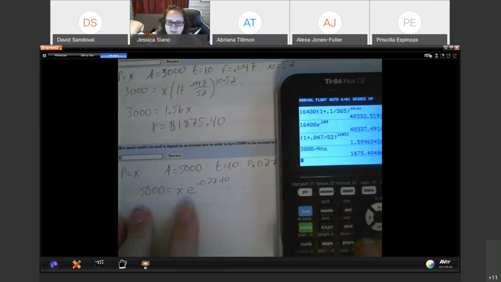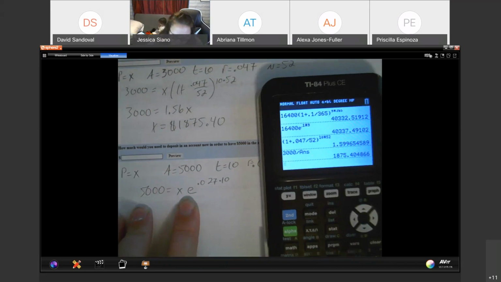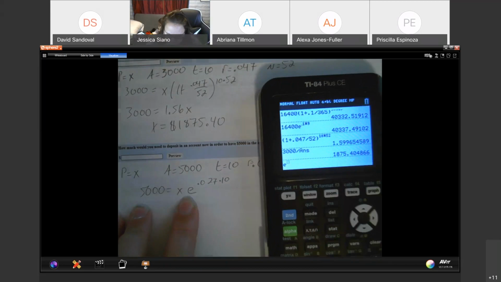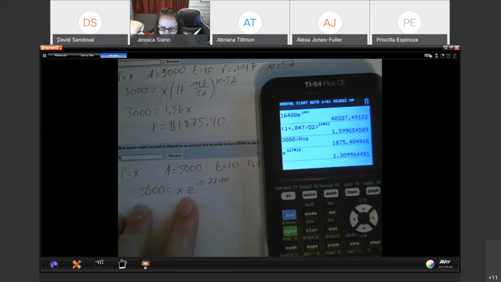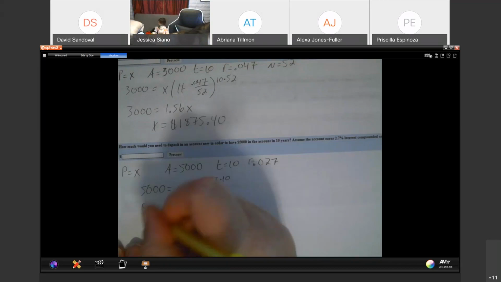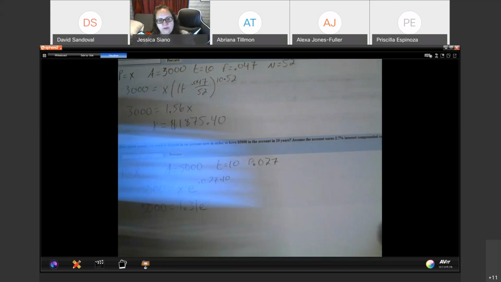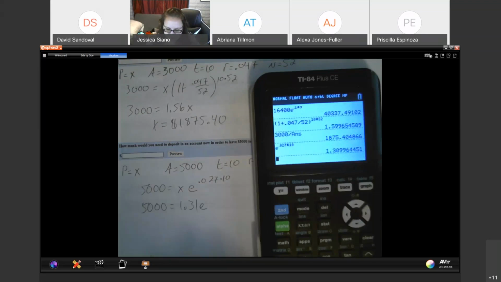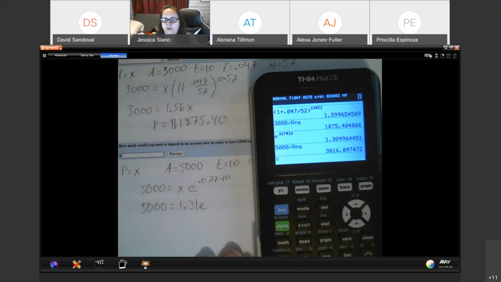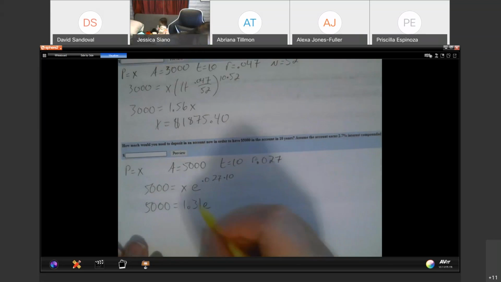So again, remember e is a constant, so this is just a number. So e to the 0.027 times 10 is 1.31. And then let's do 5,000 divided by that. So $3,816.90. That should have been an X.